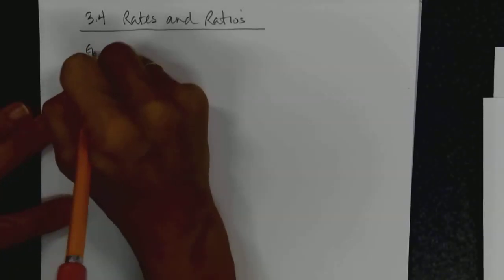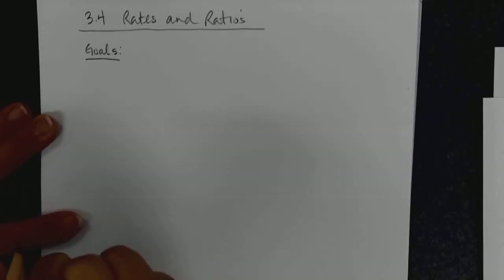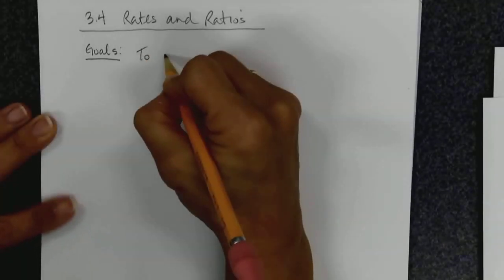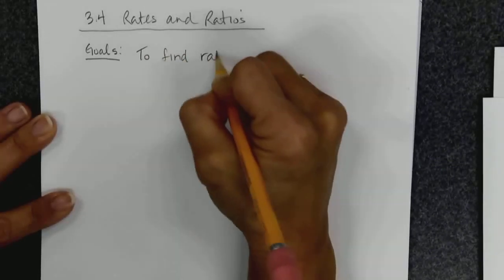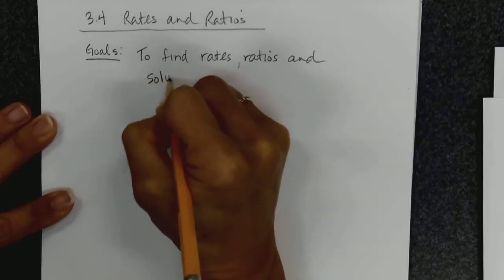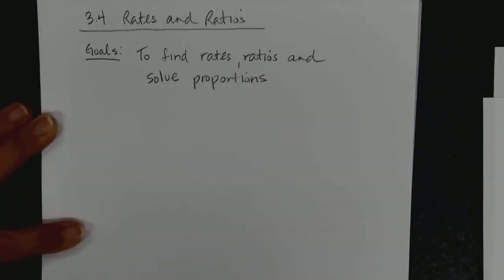If you notice, our goals for today are written up on our board. Can you guys read that? Chapter 3, Section 4. Can you read that up on our board? That's your goal. I try to post it, and I try to make my letters bigger so you guys can actually read it from the back. So today's goal is to find rates, ratios, and solve proportions.